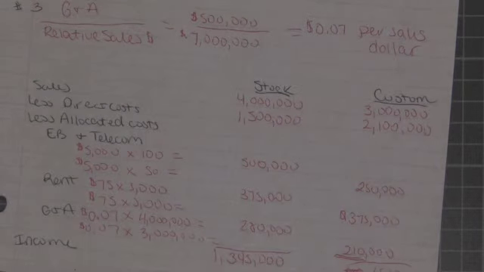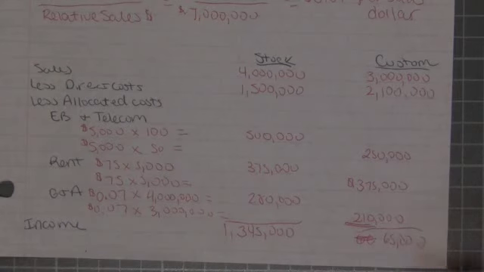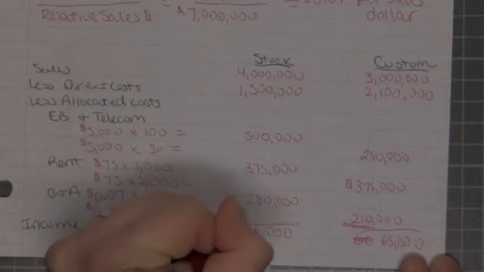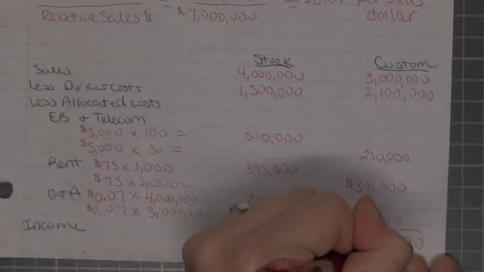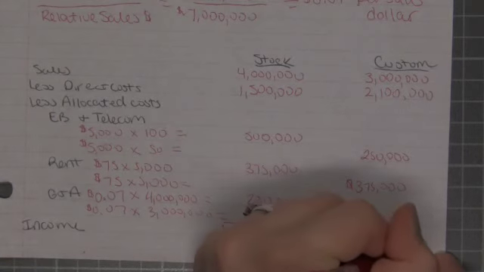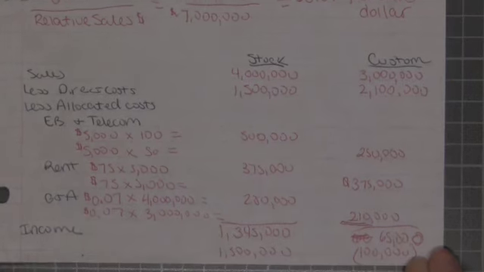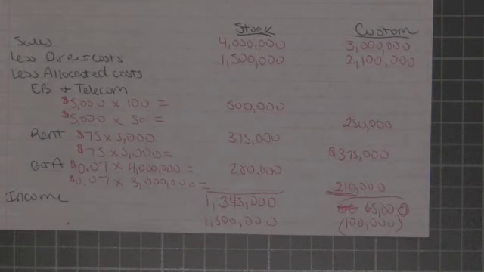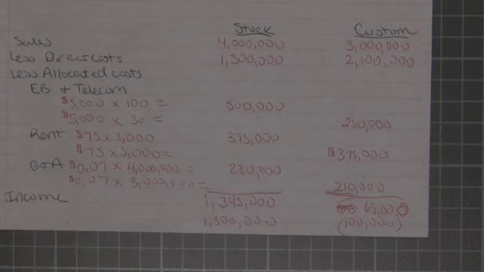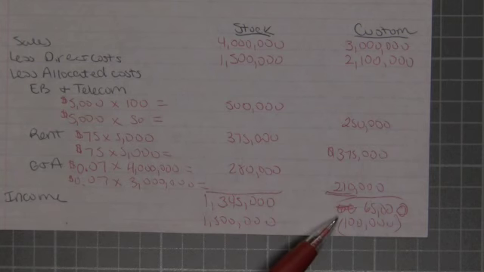So the problem asks us, why do we like ABC more than the regular costing? And the regular costing, stock had an income of 1.5 million, and the custom had negative 100,000. So obviously, by using activity-based costing, we have divided our overhead costs a little bit better. We've estimated things better. So now we know that custom really isn't losing money. It was just that we were giving them more overhead than maybe they were actually using up. So that's why we like activity-based costing. Thanks, and good luck with the rest of them.